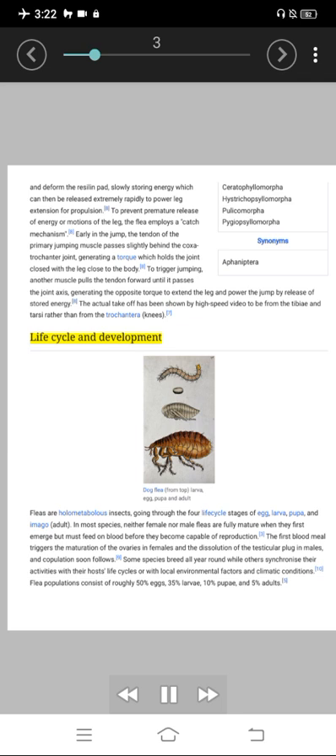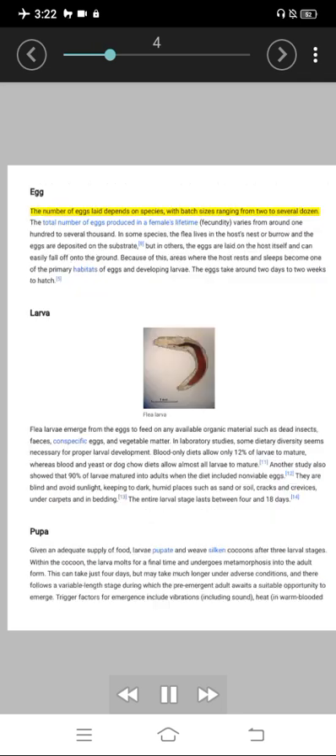Egg. The number of eggs laid depends on species, with batch sizes ranging from 2 to several dozen. The total number of eggs produced in a female's lifetime, fecundity, varies from around 100 to several thousand. In some species, the flea lives in the host's nest or burrow and the eggs are deposited on the substrate. But in others, the eggs are laid on the host itself and can easily fall off onto the ground. Because of this, areas where the host rests and sleeps become one of the primary habitats of eggs and developing larvae. The eggs take around 2 days to 2 weeks to hatch.